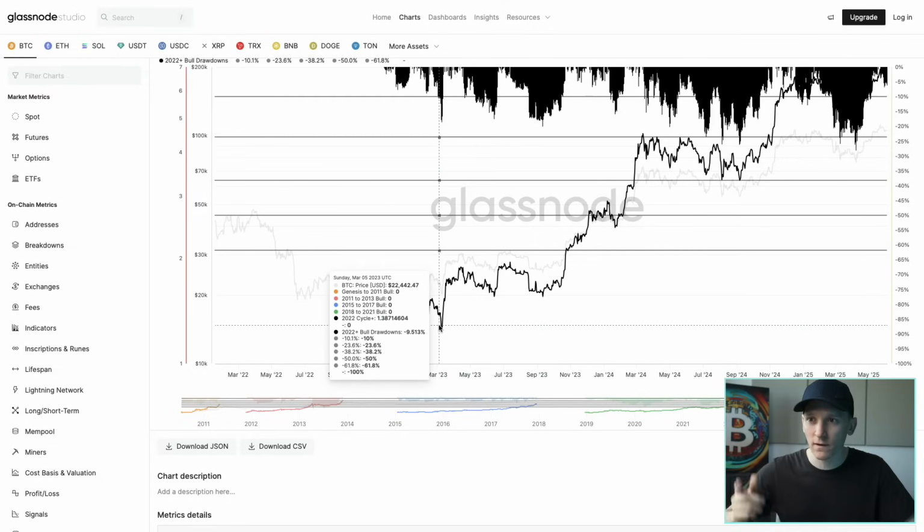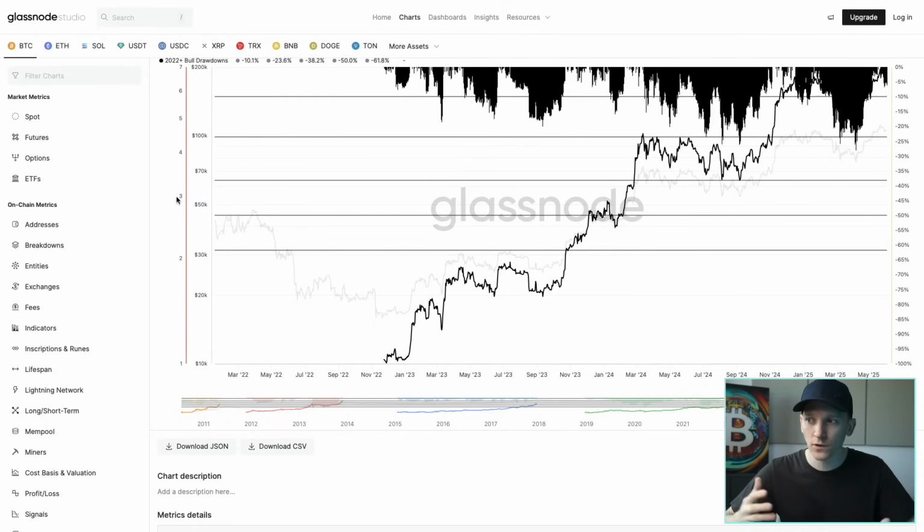So how do we do this? Well, the first thing is, I'll link this below as well, Glassnode Studio. It shows you all of the drawdowns in a bull market.